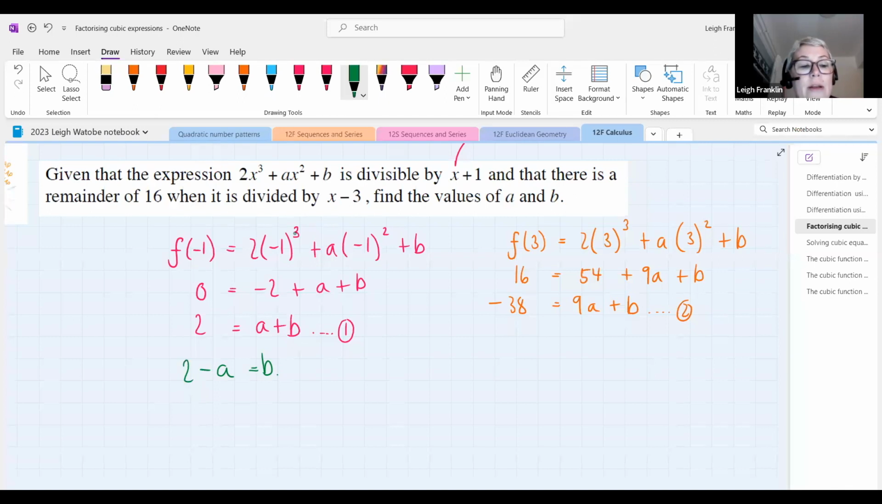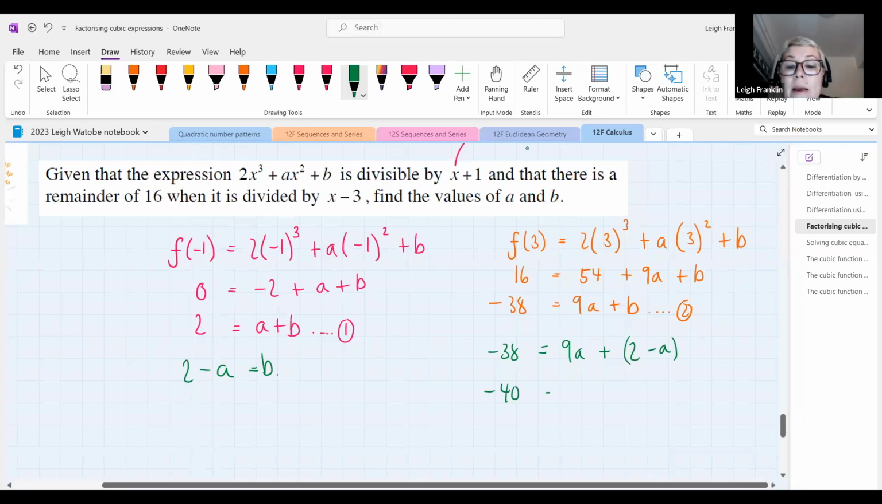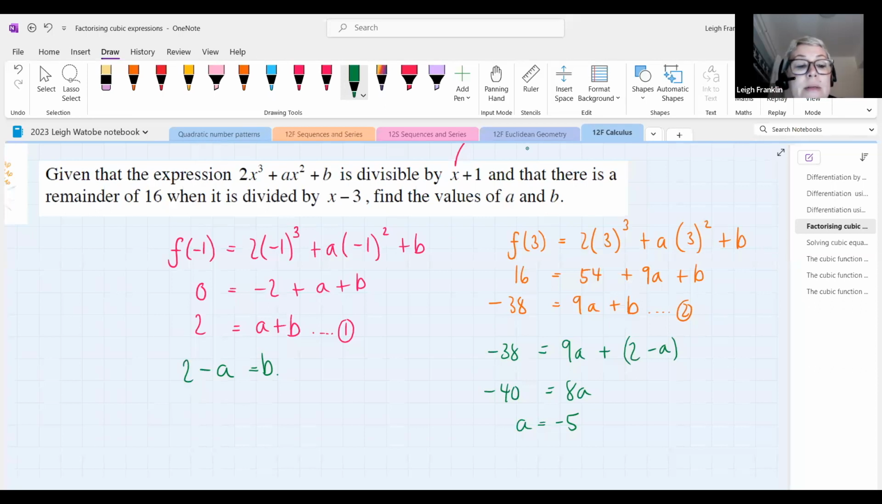All right, and then you could go ahead and sub that in. So you'd have -38 equals 9A plus the value of B, which would be 2 minus A, like so. Not that the brackets are going to make any difference at this particular point. So we're going to take 2 away, and then over here we'd end up with 8A, dividing both sides by 8, and that's where the -5 comes from. Subbing back in here for B, we've got 2 minus -5 is equal to B, and that's why B would be equal to 7.